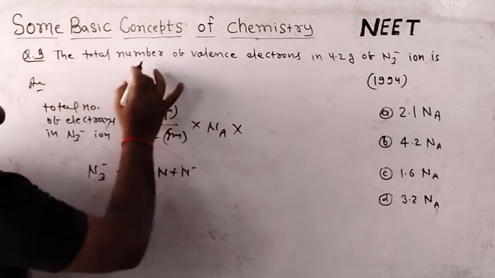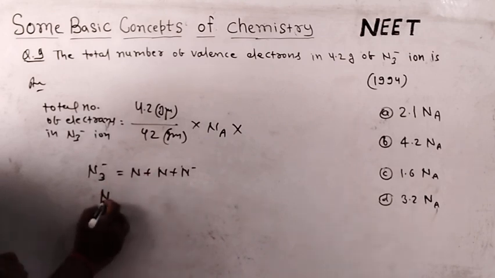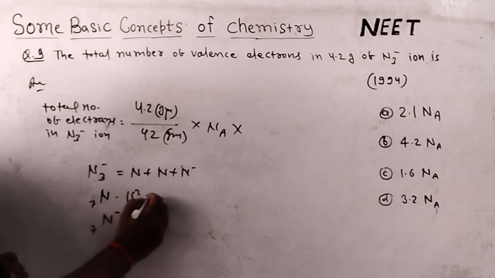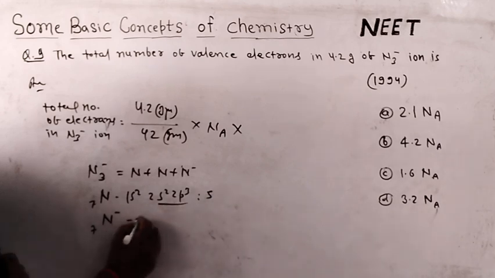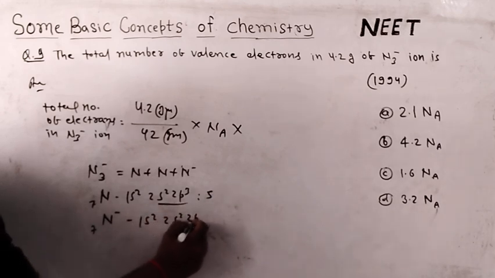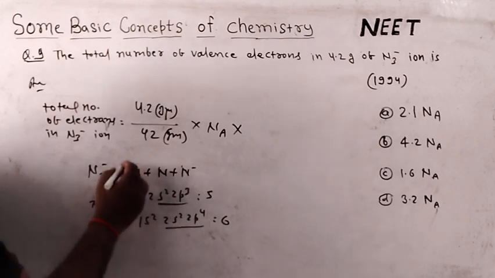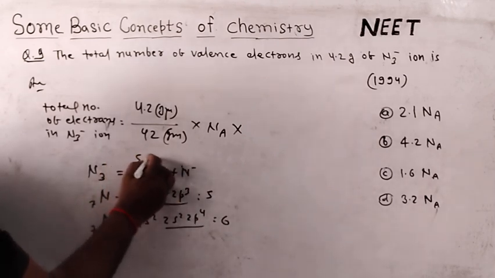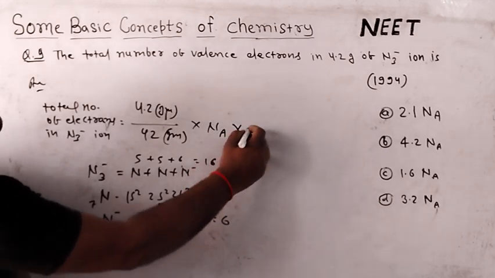Now for calculation of total number of valence electron, two type of nitrogen is present. One is simple nitrogen, one nitrogen with single negative charge. So atomic number 7 and electronic configuration is 1s2, 2s2 and 2p3. So valence electron is 5. Here 1s2, 2s2 and 2p4. So valence electron is 6 here. Now total valence electron is 5 plus 6, 16 total valence electron.